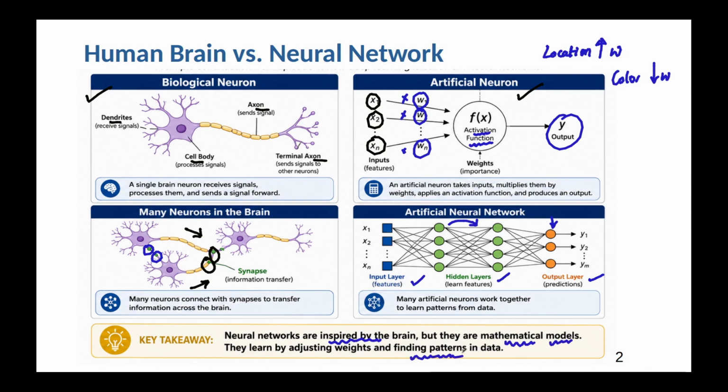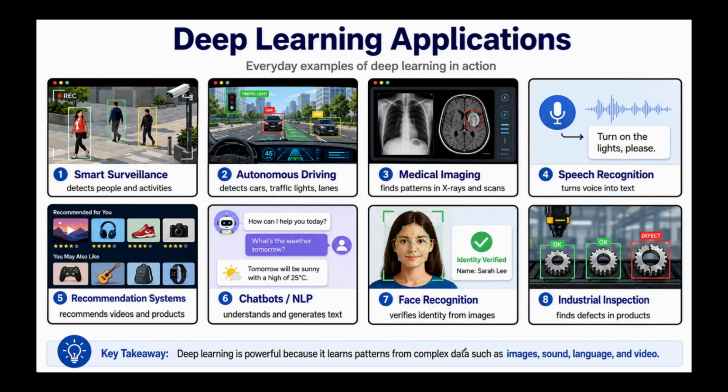Now that we understand the basic idea of neural networks, let us see where deep learning is used in real life. Deep learning is powerful because it can learn patterns from complex data such as images, sound, language, and video. Let us go through some common applications one by one.